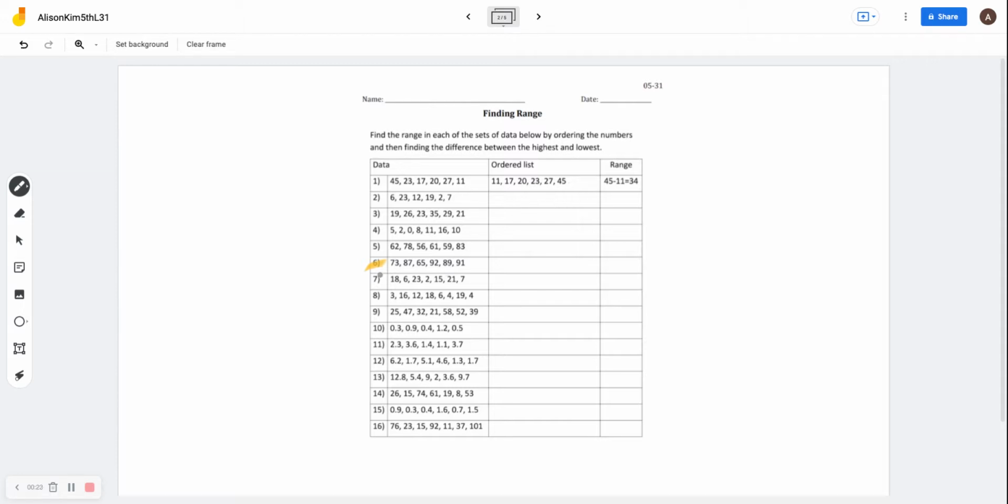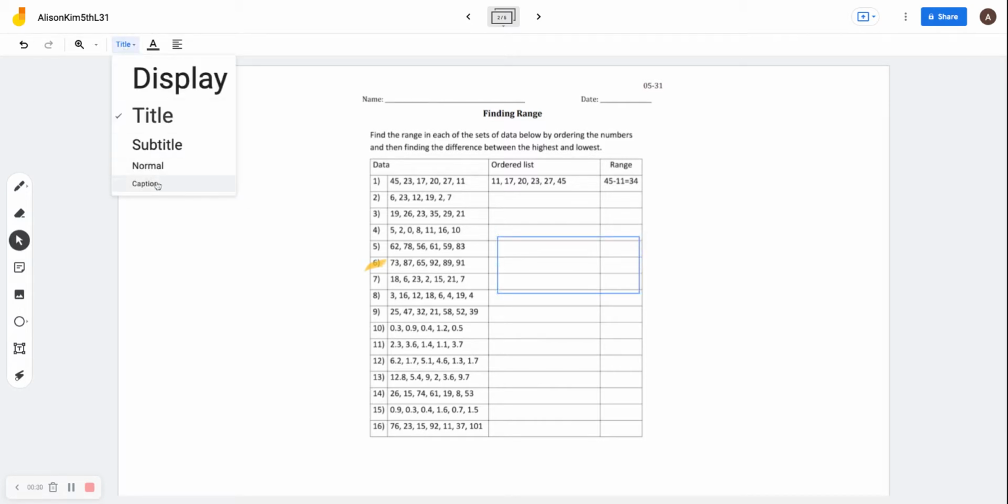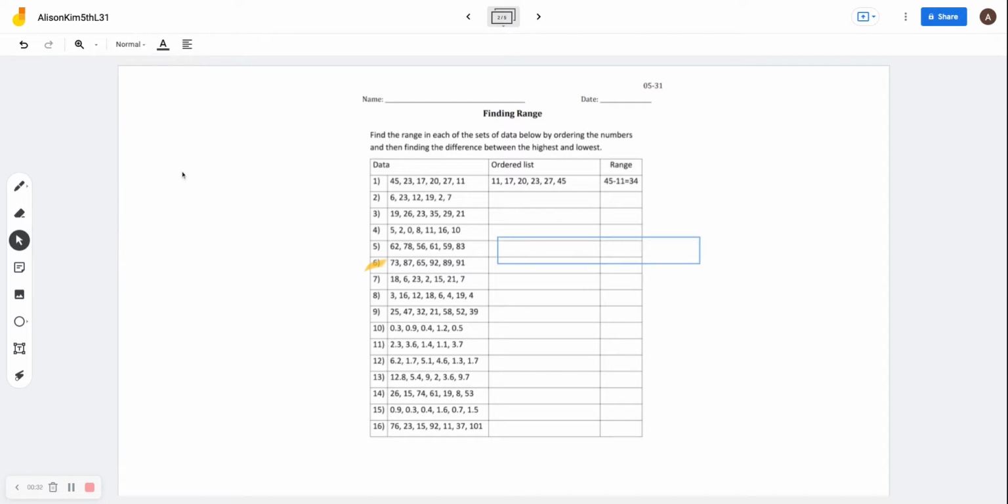So, once again, we're going to order it from least to greatest. So let's look at the given set of numbers. Number 6 gives us 73, 87, 65, 92, 89, and 91. So the smallest number seems to be 65, and it seems to follow up with 73.